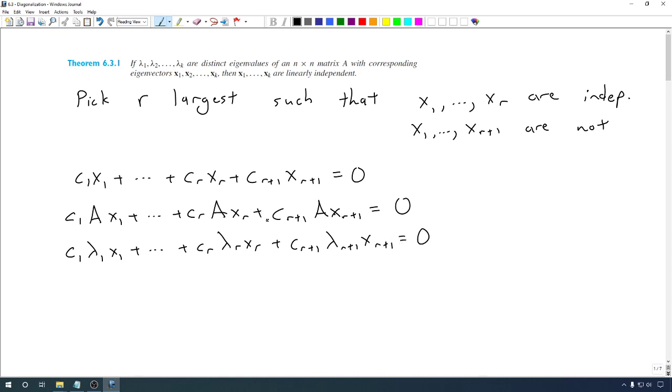Okay, so what do we do with that? It looks very similar to what we had before, but now we've got lambdas in there. So putting in the lambda somehow doesn't change it from being 0 before to being 0 afterwards. What we're going to do is multiply this first equation that we started with by lambda (r+1), and then subtract it from this equation here. So we're going to have a very similar formula, except now we're going to have lambda (r+1) instead of all the other lambdas.